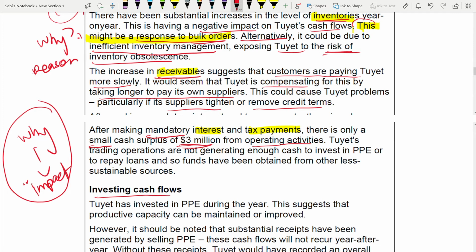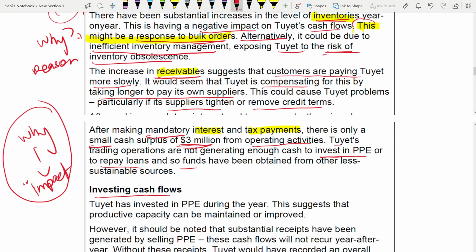So if you see, now they are linking this with what? Financing and investing. See, if it has an impact on one thing, it will have an impact on the other areas also. It's not just that operating activities are being affected. The 3 million is very small. It will have an impact on investing and financing activity also. How? Because you are not generating enough cash from operating. Okay, it will be hard for you to invest in PPE or to repay your loan. Repaying your loan comes in financing, and investing comes in investing activities.